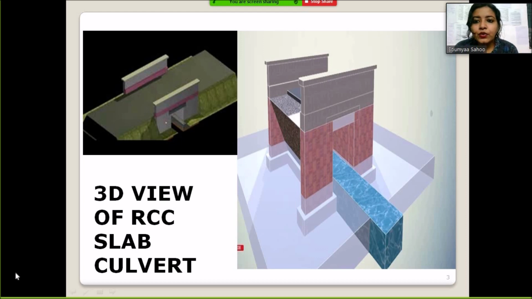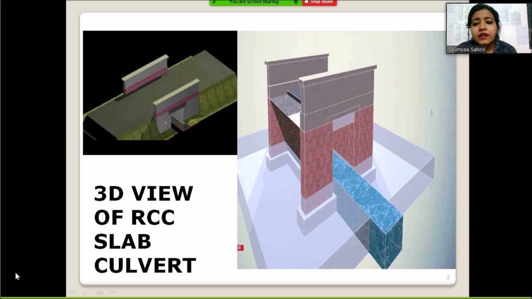Before going to the detailed estimate of RCC Slab Culvert, first I would like to discuss the definition of culvert. Culvert is a structure which is constructed to convey the surface water across a roadway or railroad. In addition to the hydraulic function, the culvert has to carry the traffic load. So while designing a culvert, a designer has to consider the hydraulic design as well as the structural design.